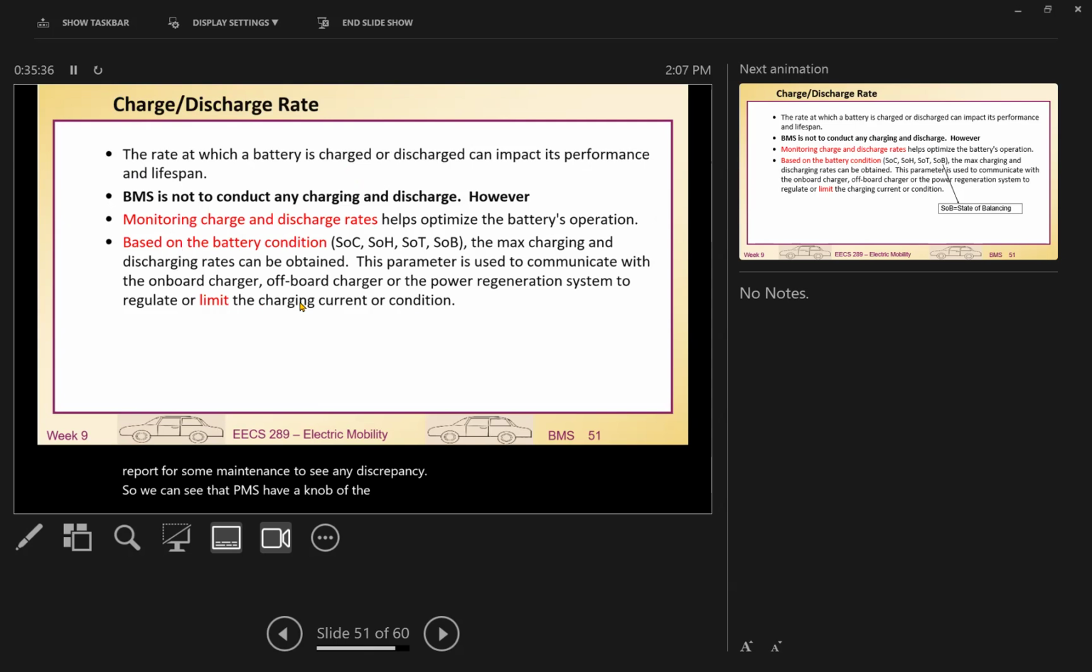You're also looking into charge and discharge rate, and if too high or too low, it also needs to be reported and recorded. All the charge rate and discharge rate highly relate to the state conditions. So SOC, SOH, SOT, and SOB are all related to the charge rate. The computer inside will have a model to tell you what state of charge is allowed in the system.